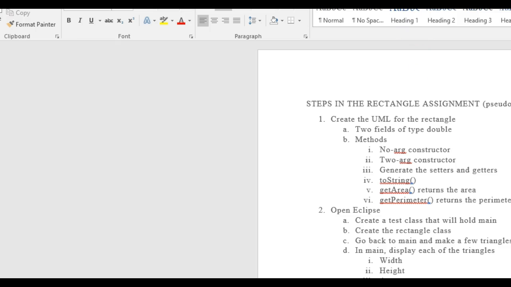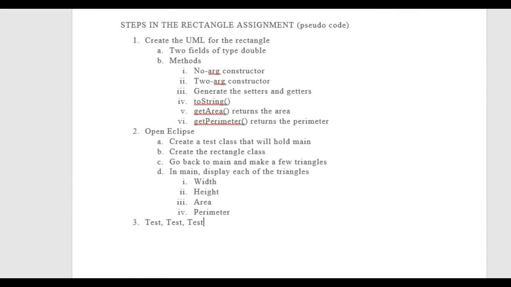What I would normally do in step 2 is I would go to a program. Here I just went into Word and I said, I'm going to translate the steps from the assignment into step-by-step work called pseudocode. So step 1, I'm going to create a UML for the rectangle. It's going to have two fields, both of type double. I'm going to have the following methods: a no-arg constructor, a two-arg constructor. I'm going to generate my setters and getters, then my toString.